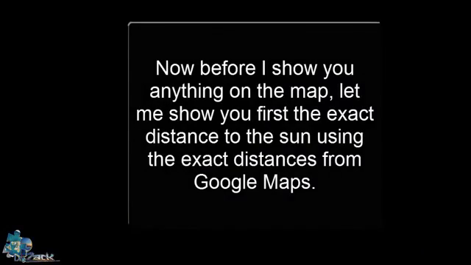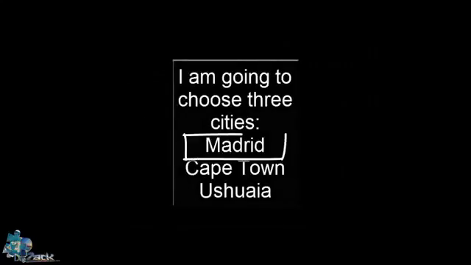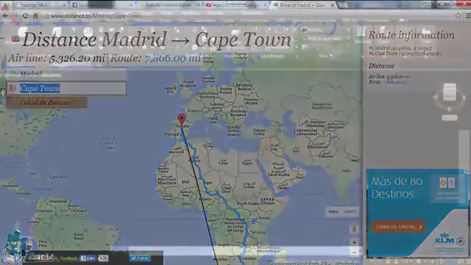Now, before I show you anything on the map, let me show you first the exact distance to the sun using the exact distances from Google Maps. So I'm going to choose 3 cities: Madrid, Cape Town, and Ushuaia. So let's start with Madrid, Cape Town. This is the distance between them.